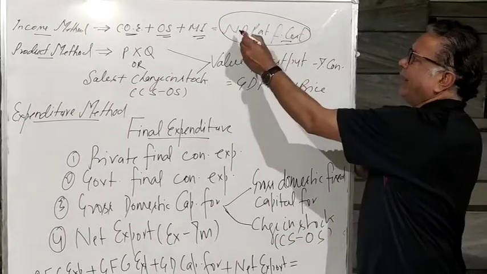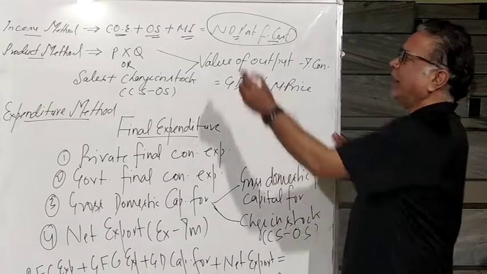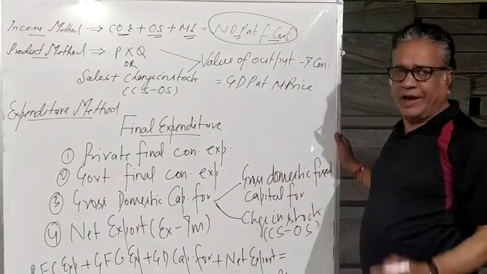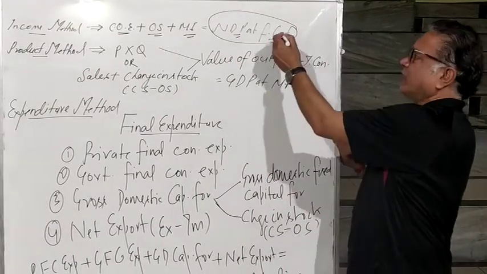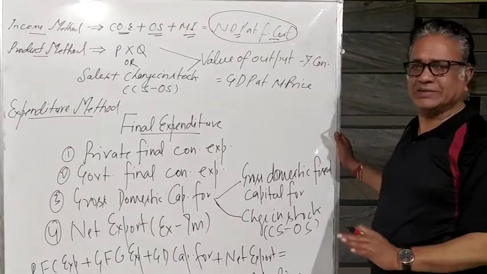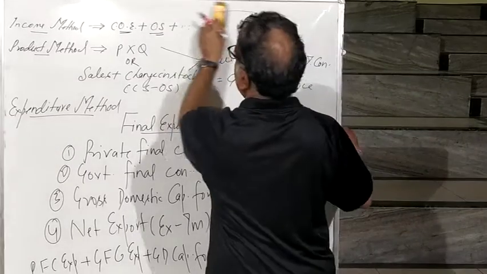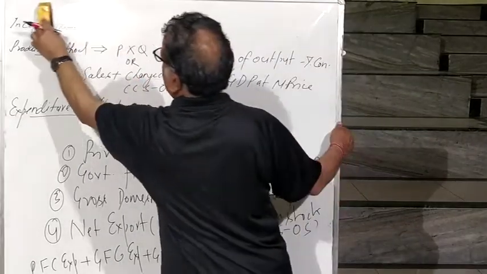Suppose if from NDP at FC I have to calculate GDP at MP, what I will do? I will convert net into gross by adding depreciation, and I will convert factor cost into market price by adding net indirect tax. So this method is over, income method. Further we'll have numerical based on income method.